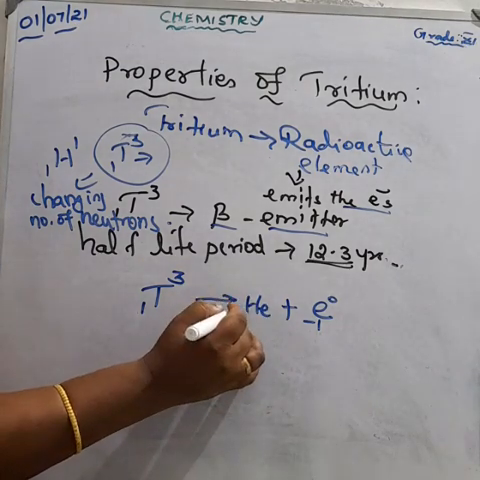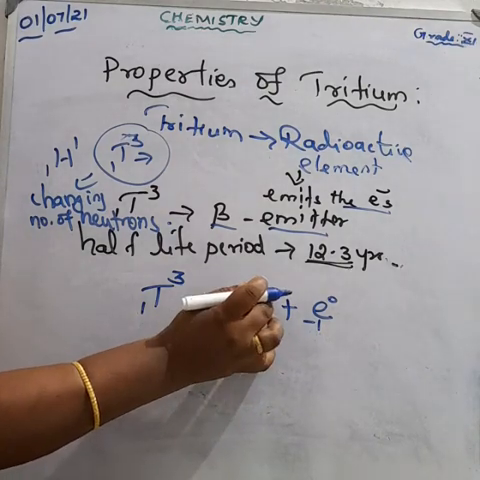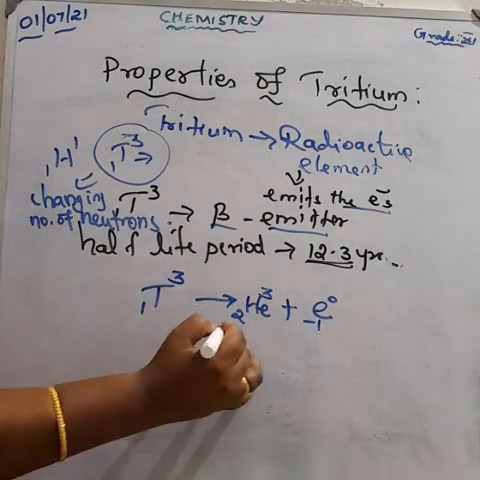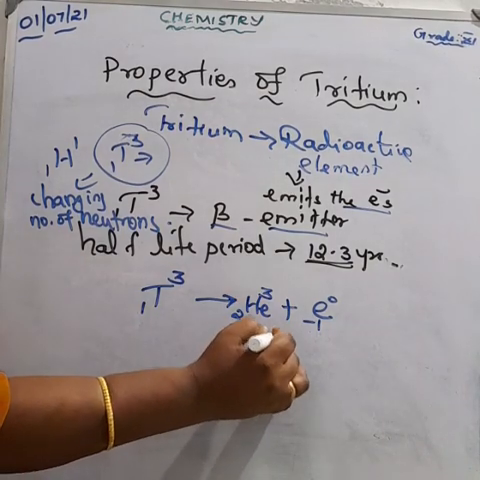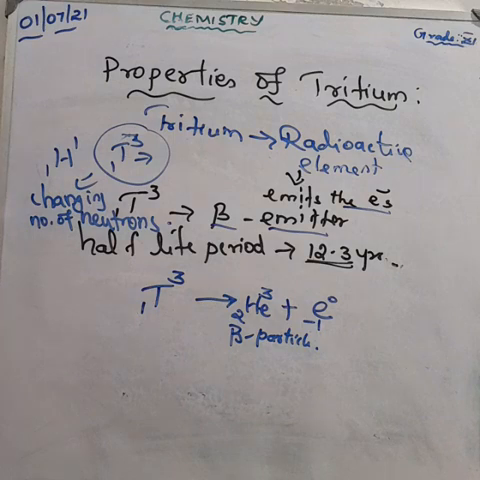Beta particle means helium with atomic number 2 and mass number 3. It is called the beta emitter, beta ray. This is called beta ray. Beta, helium, atomic number 2 and mass number 3.